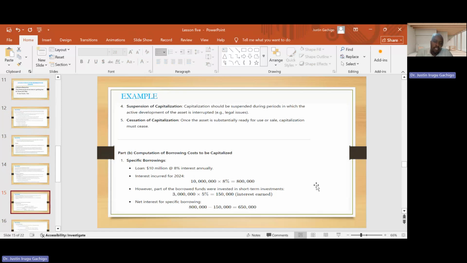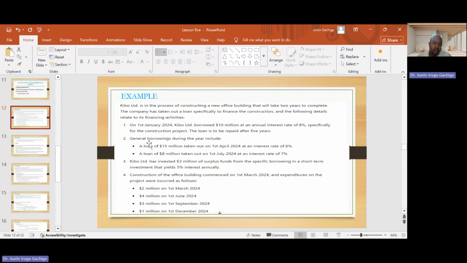Then let us do the computation of the borrowing cost to be capitalized. First, we need to work on the specific borrowing cost. A loan of 10 million was taken on 1st January 2024 at an annual interest rate of 8%, specifically for the construction project. The loan is to be repaid after 5 years. So this 10 million was specifically taken for this project.